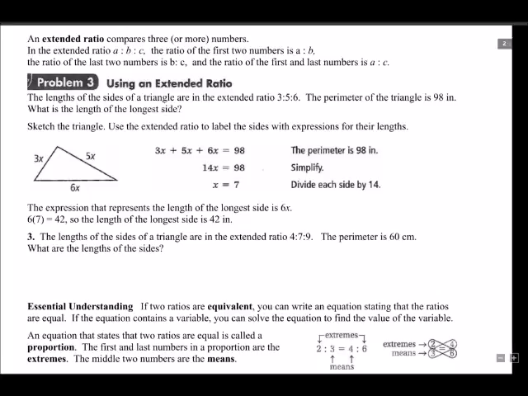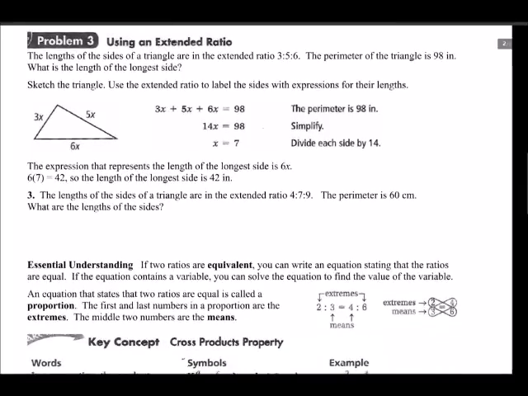We're going to go a little farther with this idea. Some vocabulary here. An extended ratio compares 3 or more numbers. So an extended ratio looks like A to B to C. So we are comparing A to B, we are comparing B to C, and we are also comparing A to C. So let's look at a problem using this idea.